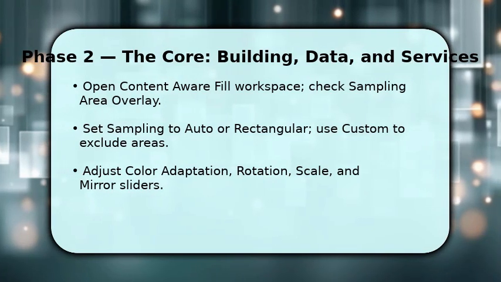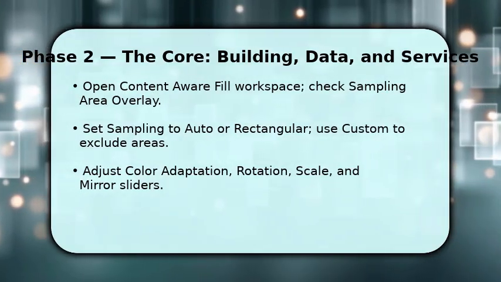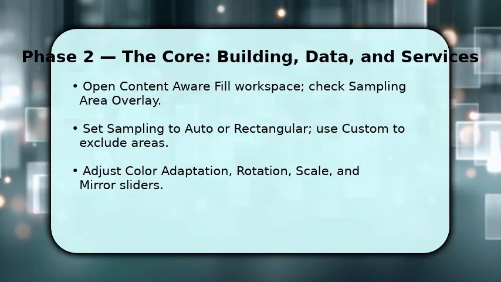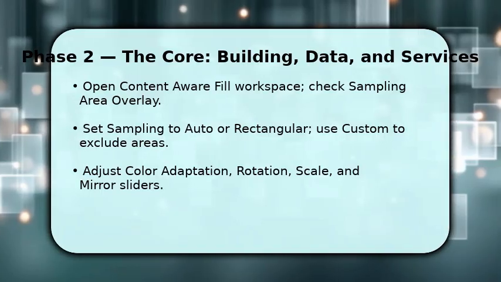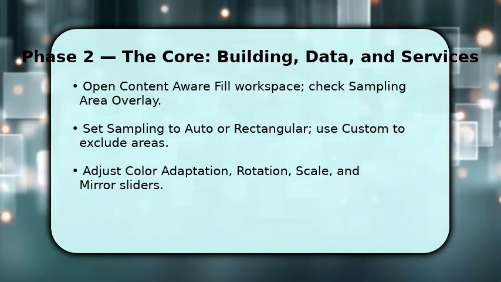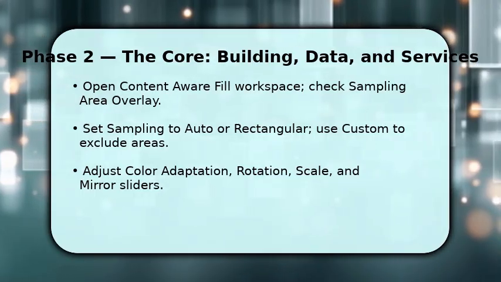Now enter the content-aware fill workspace and enable the sampling area overlay so you can see which pixels the algorithm uses. Choose auto sampling for general fixes or switch to custom to draw excluded regions and stop the tool from sampling problematic textures. Then tune the fill settings.